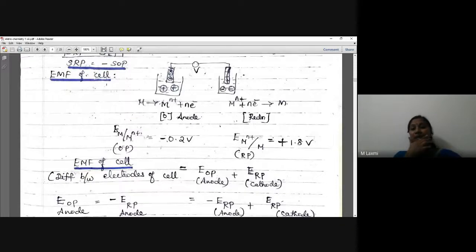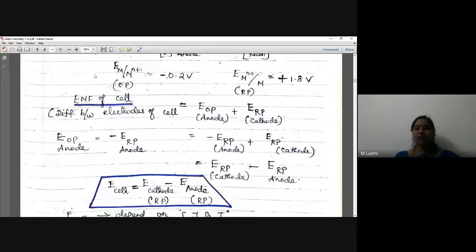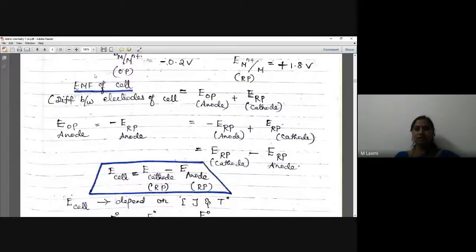Then we moved to EMF of a cell. What is EMF of a cell, or E cell? It refers to the difference in potential between two electrodes. So this is the oxidation potential which is happening in the anode plus the reduction potential which is happening in the cathode. Together this is going to give me the EMF of a cell. So I derived an equation where I've got a final formula: EMF of cell is equal to electrode potential of cathode minus electrode potential of anode.